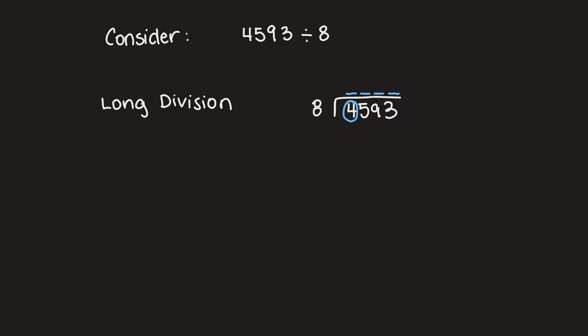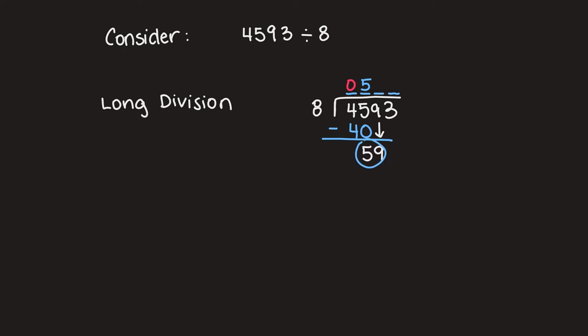So starting with 4, 8 can't divide into 4 evenly, so we can place a 0 here as a placeholder. Then 8 can divide into 45 evenly, at most 5 times, so we place the 5 here, and we multiply 5 times 8, which is 40. So that will go right under the 45. Then we subtract 45 minus 40, which is 5. Then the next step would be to bring down the next digit, 9, and we start the process again.